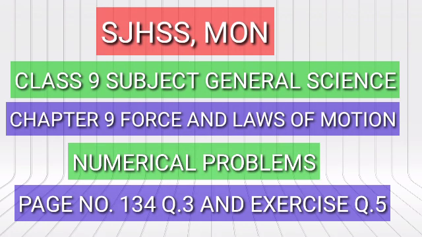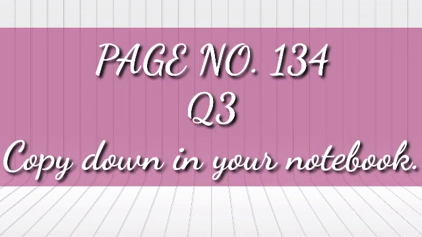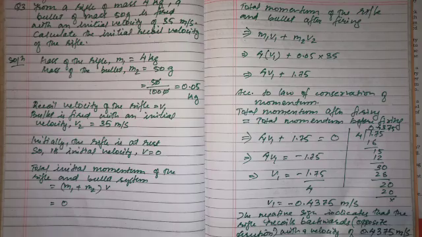Welcome back, students. Today in this video, let us try to solve some of the numerical problems from chapter 9. So page number 134, question number 3. From a rifle of mass 4 kg, a bullet of mass 50 gram is fired with an initial velocity of 35 meter per second. So calculate the initial recoil velocity of the rifle. So let us start solving the problem.